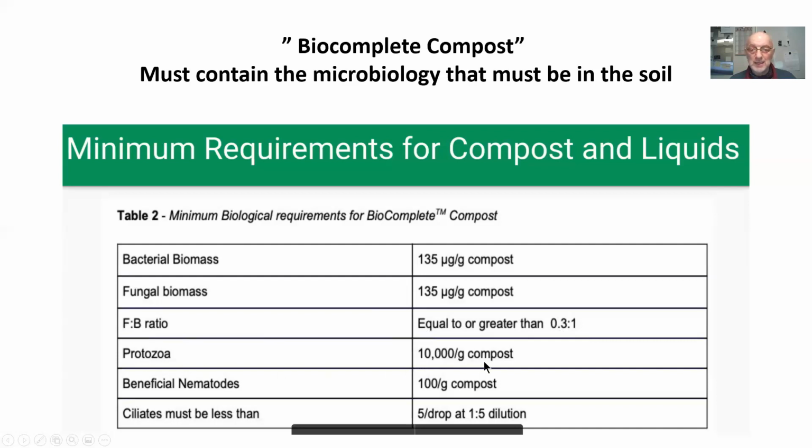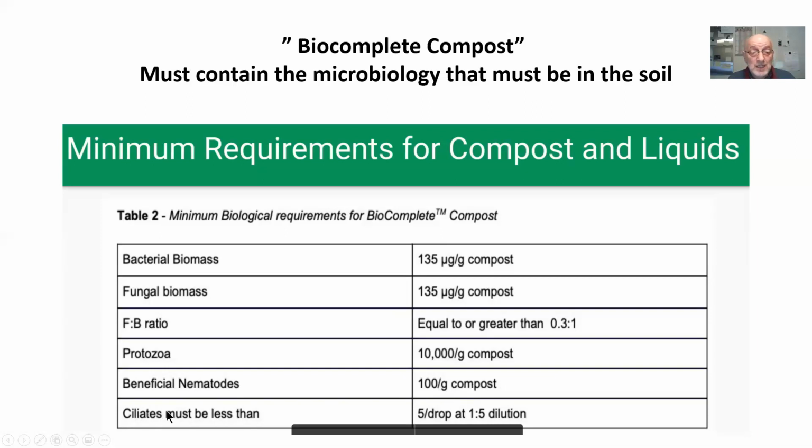We have the protozoa, 10,000 per gram of compost. These are those many different ones, different amoebas, flagellates, ciliates, or yeah, different kind of things running around. Beneficial nematodes, 100 per gram of compost. So if you count on your microscope, you have to learn to know when you count the nematodes, you can actually finish your sample. If you don't see any, the compost is not going to be okay.